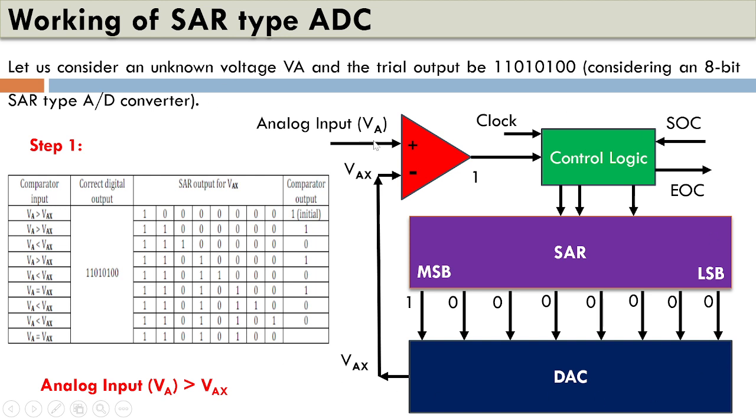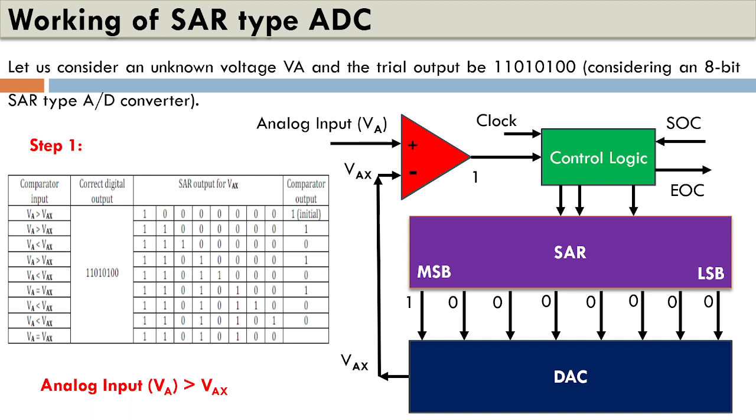Now this is an assumption, and we are taking the assumption just in order to try to understand how this particular SAR works. So again, I am repeating, we are assuming an unknown voltage VA that has been connected at the input of this A to D converter, and there is an assumed trial output that is 11010100. Now I'm considering this because we have considered an A to D converter which is having an output of 8 bit, that is 1 byte. It's a 1 byte A to D converter. Now let us see what happens.